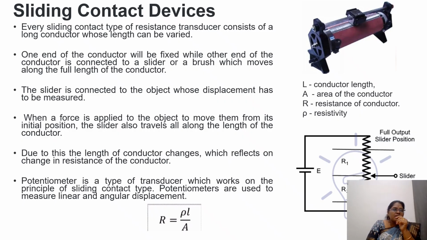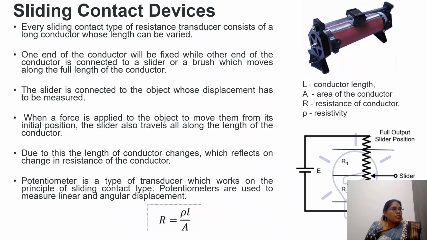So from this, the distance is L. Okay. So resistance is rho L by A, where A is the area and L is the length. So when you adjust the slider at this position, what will happen? The length will change. When the length changes, automatically the resistance changes. So in this way also we can find the change in the resistance. So this is the sliding contact.